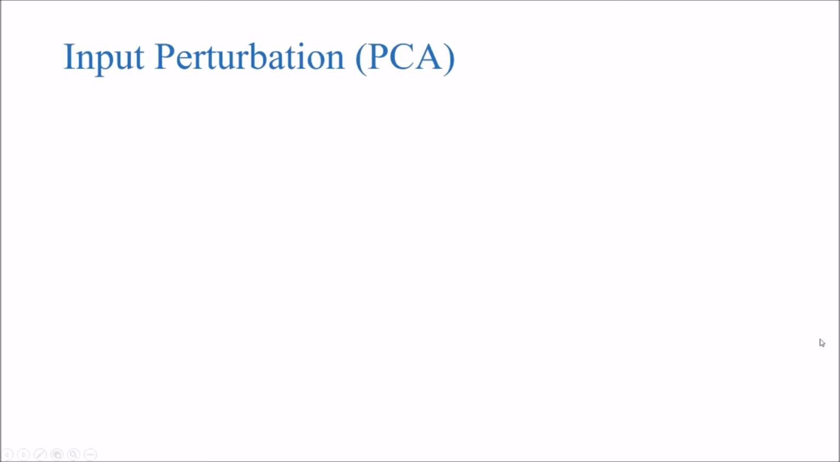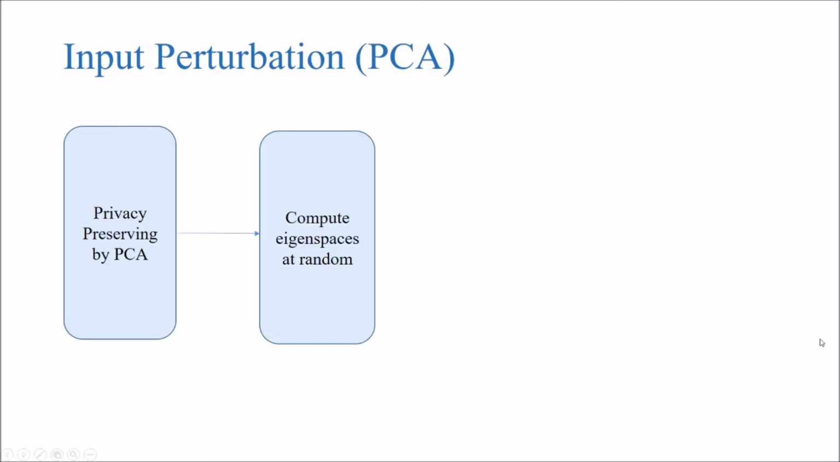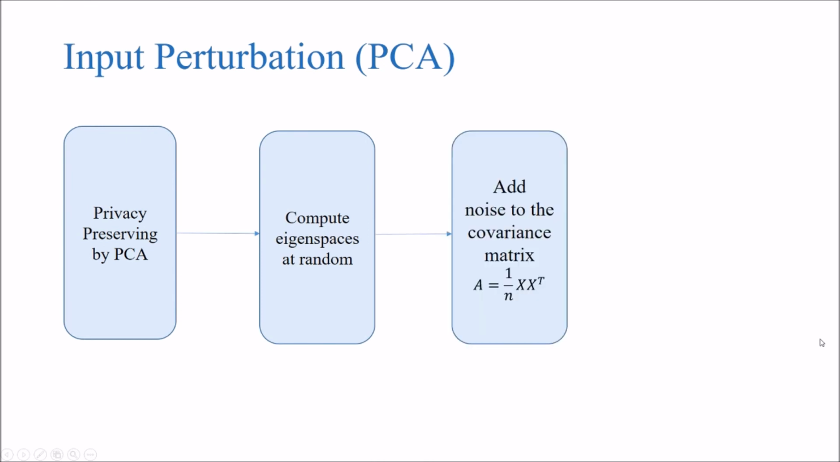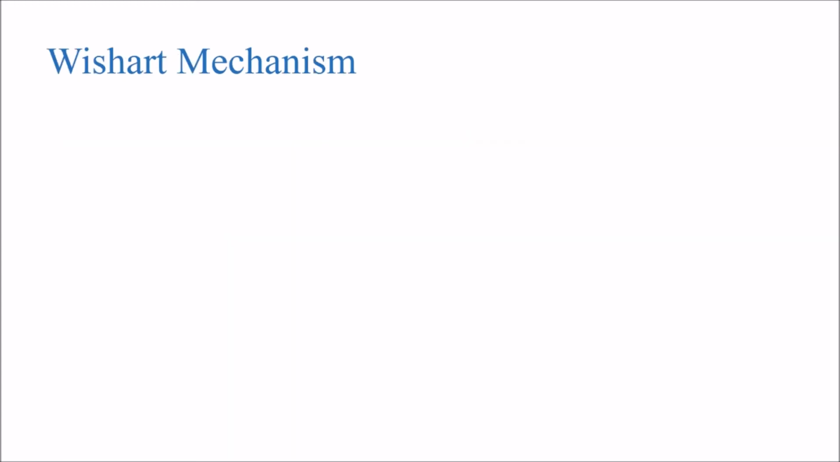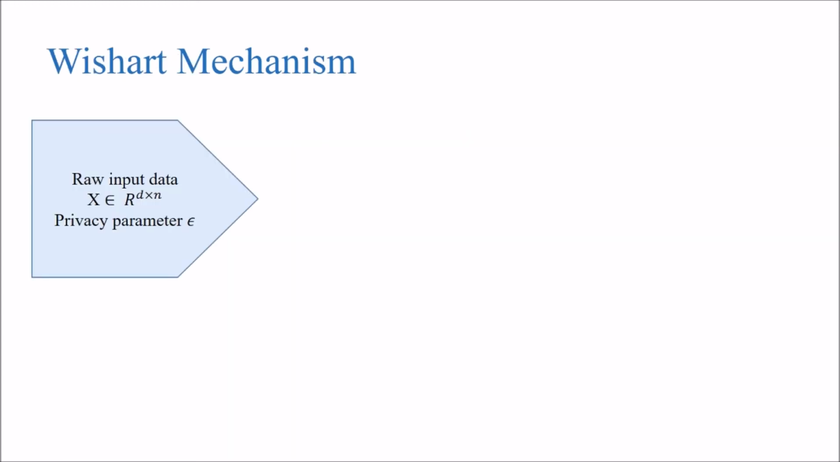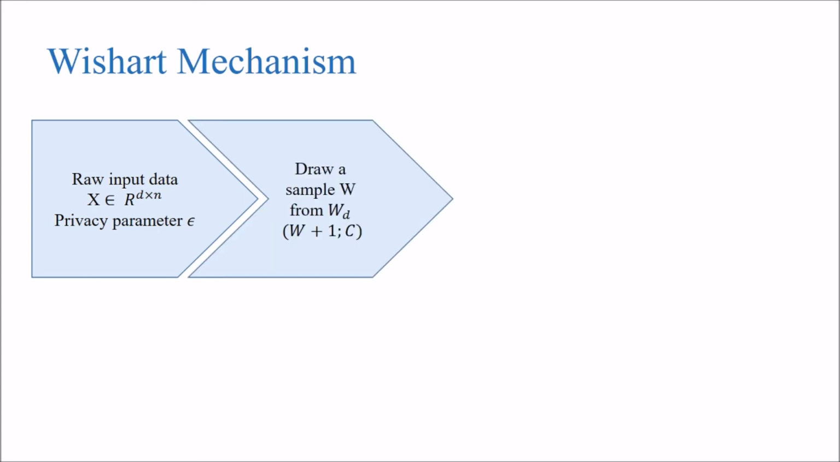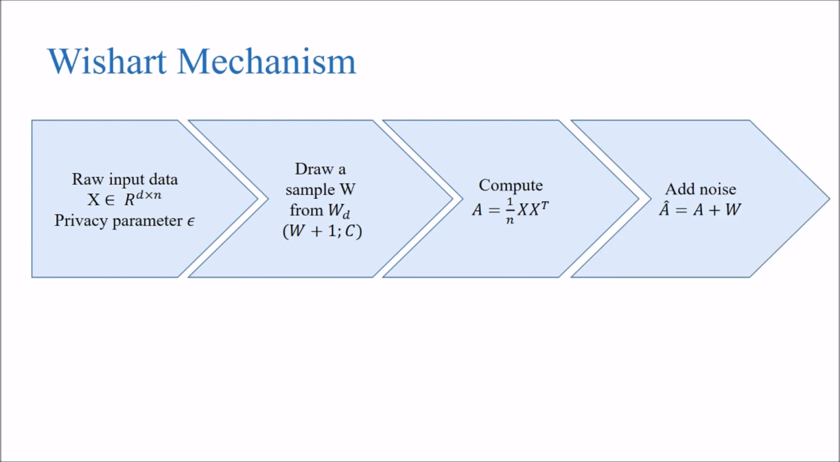Another method for achieving this kind of privacy is principal component analysis, and as we know from class, this decomposes our data set into a smaller dimension, and we can therefore go ahead and compute a covariance matrix and use a subset of this, or a subspace of A, as the output. An extension of this is the Wishart mechanism, which draws a sample distribution from the Wishart distribution, computes the covariance matrix, and adds some noise.